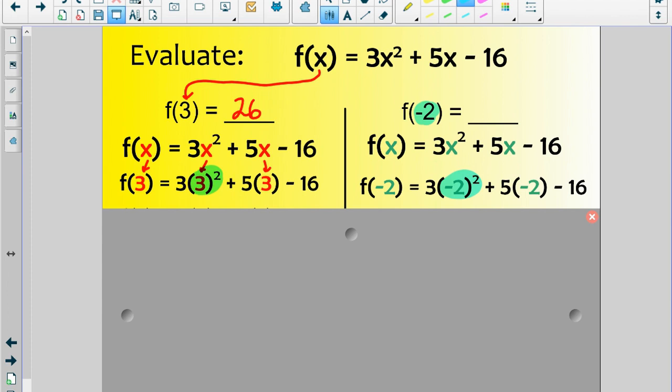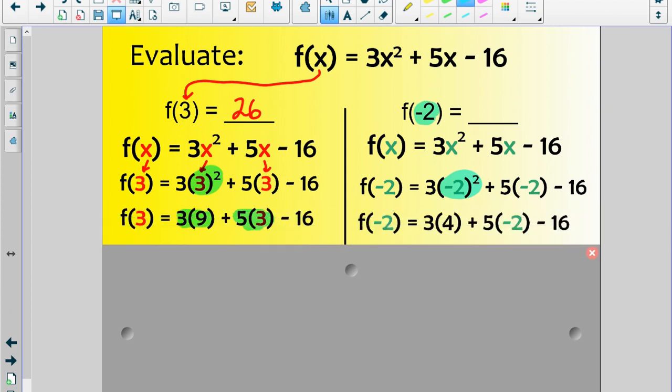Keep in mind that when we do negative 2 squared, we have to remember that that is actually negative 2 times negative 2. It's a negative times itself, which is going to result in a positive number. So now we have 3 times 4 plus 5 times negative 2 minus 16.